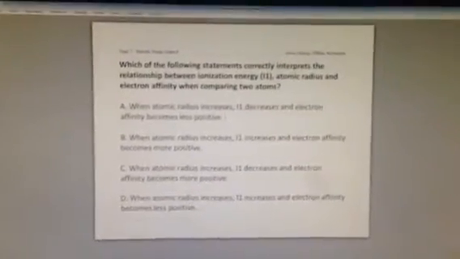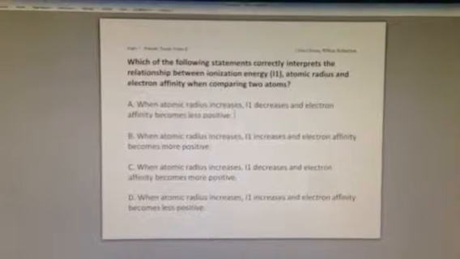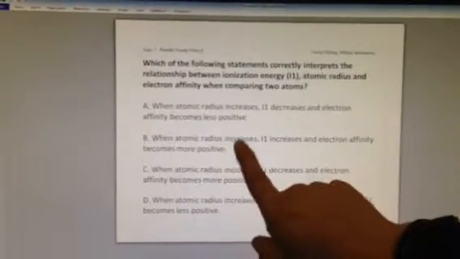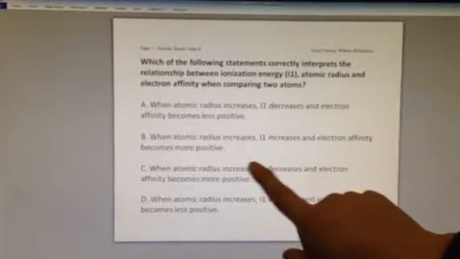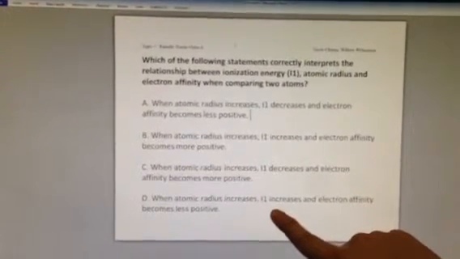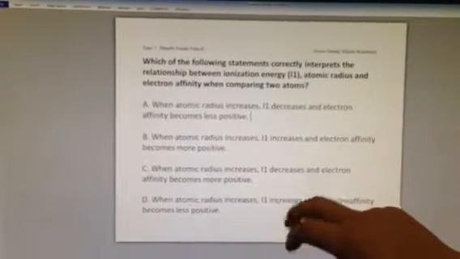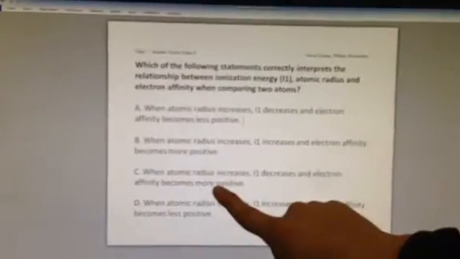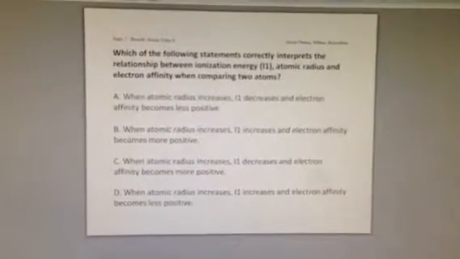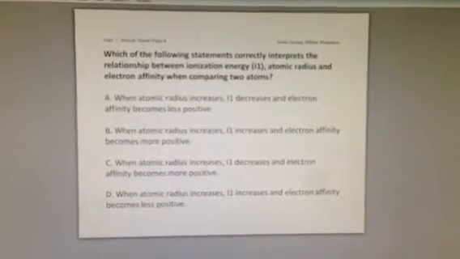Okay, so let's get back to the question now. With what we know, you can automatically rule out B and D, because as atomic radius increases, it'll be easier to pull out an electron. So ionization energy would be lower. So you're left with A and C. So you just need to determine how electron affinity is affected with these trends.